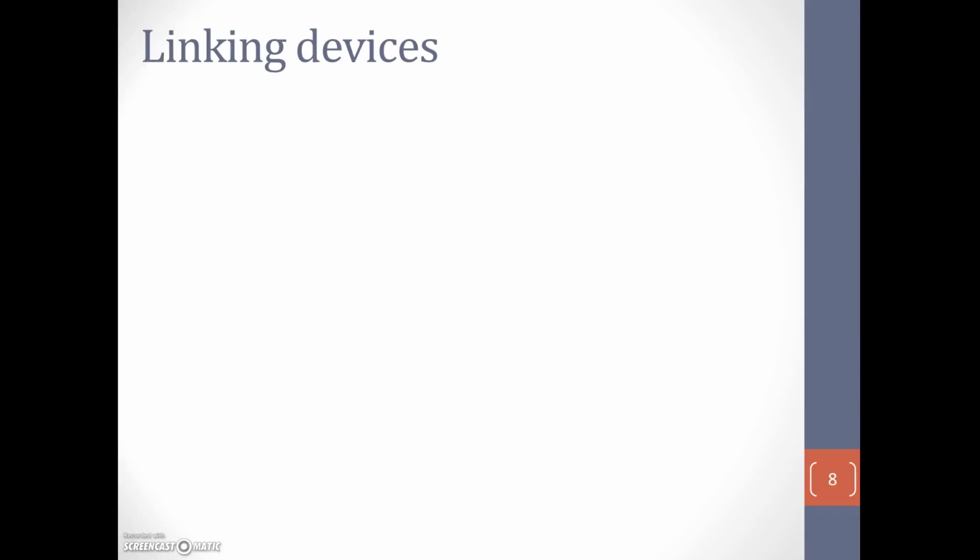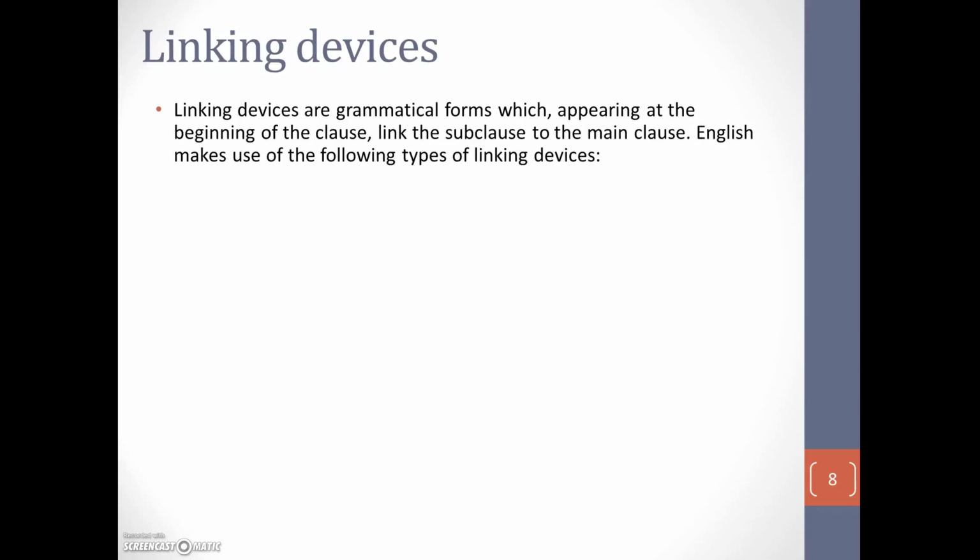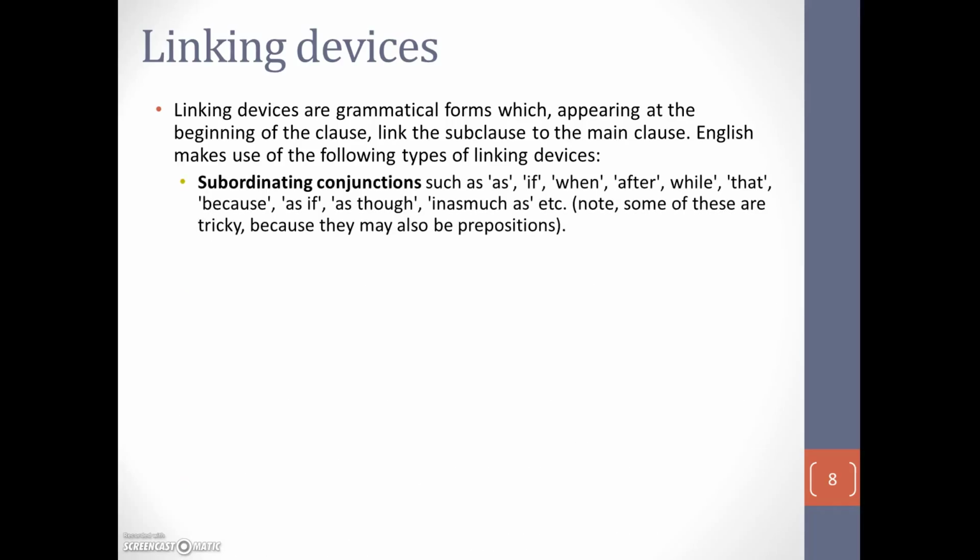So linking devices are grammatical forms, words, which appear at the beginning of a clause, and they link the subclause to the main clause. Now, English has a number of different types of linking devices, and we're going to look at them. So first we have subordinating conjunctions. So as, if, when, that's, because, as though, right?